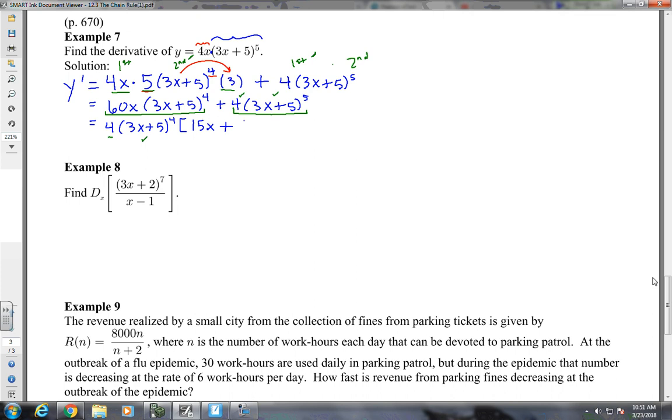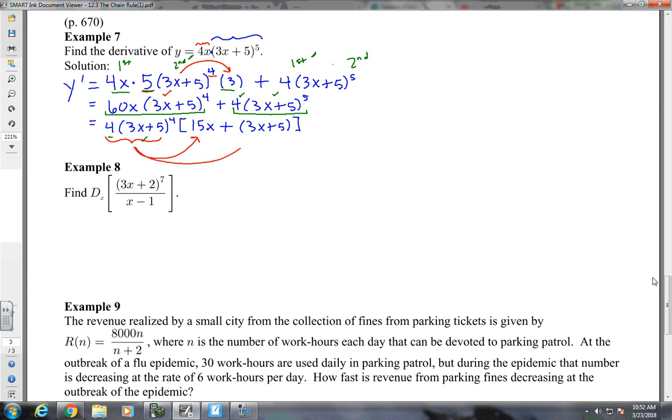So I'm going to need an extra 3x plus 5 to the first power. Now, since we factored, let's double check by distributing our GCF. If I take the GCF and distribute it to the first term, multiplying those would give me 60x times 3x plus 5 to the 4th power, which matches my original first term.